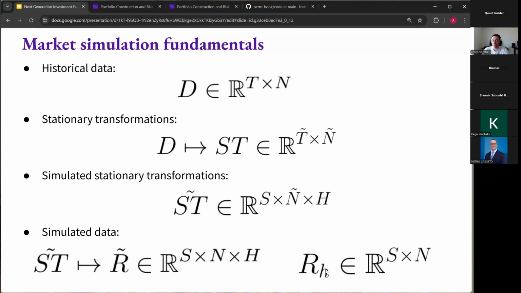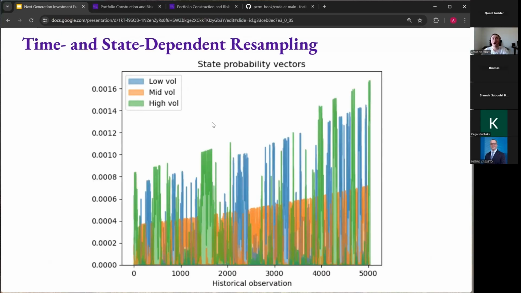All right, so this R^H, that's usually the matrix R in the end that we want. So that's the general framework. And now the question is, how would we then approach actually generating these simulations?